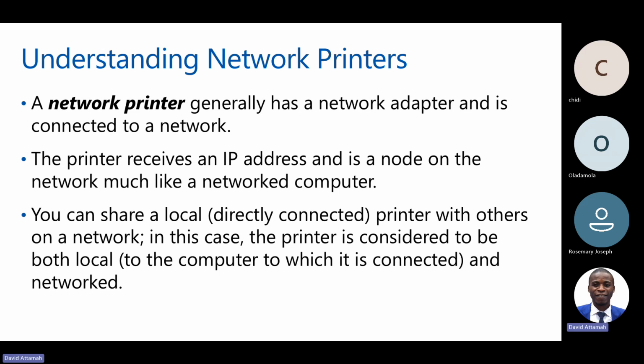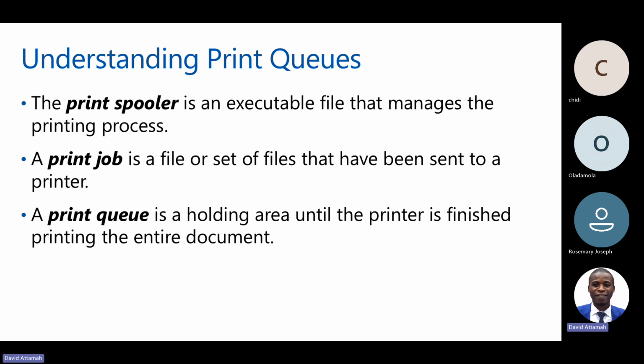Aside from the network printer, you can print documents directly to the printer by connecting the printer's cord to your computer, and then you print. We have something called the printer spooler. This is an executable file that manages the printing process of a printer. Like we mentioned, a process is a particular task being performed by a particular application.